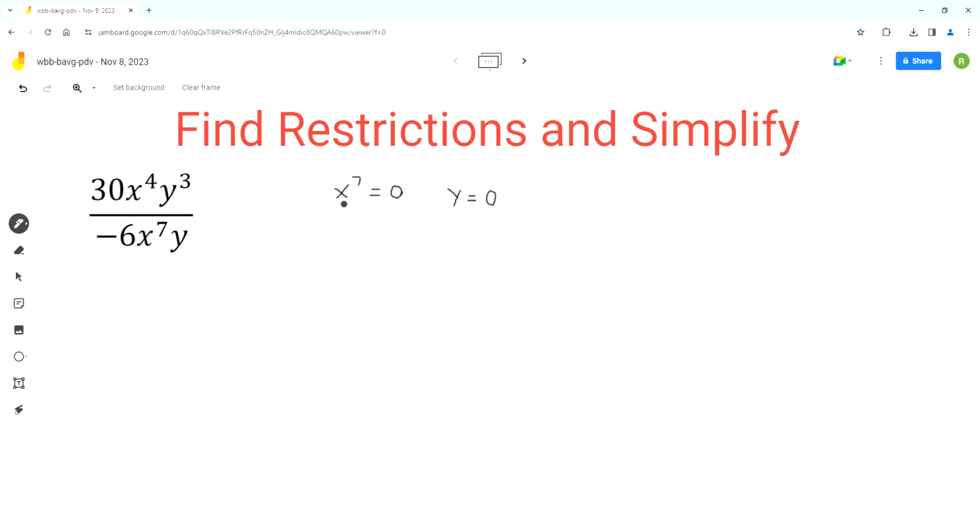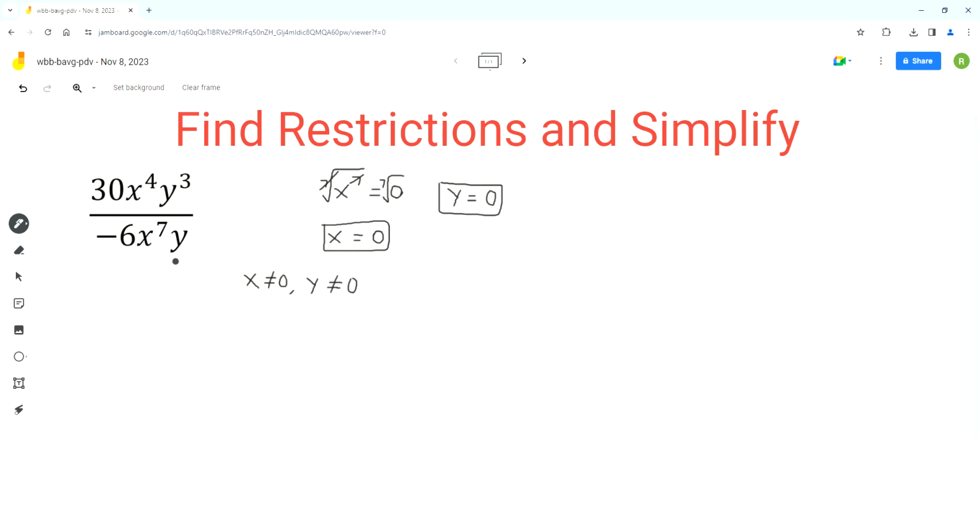So we have to isolate x here, so we'll apply the 7th root to both sides. As a result, the 7th root and the power 7 cancel each other out on the left side, and we are left with x equals, now the 7th root of 0 is equal to 0. So that's our first restriction. And now for the y, this is our second restriction. So we write the restriction as x cannot be equal to 0 and y cannot be equal to 0. Those are the two restrictions for this rational expression.